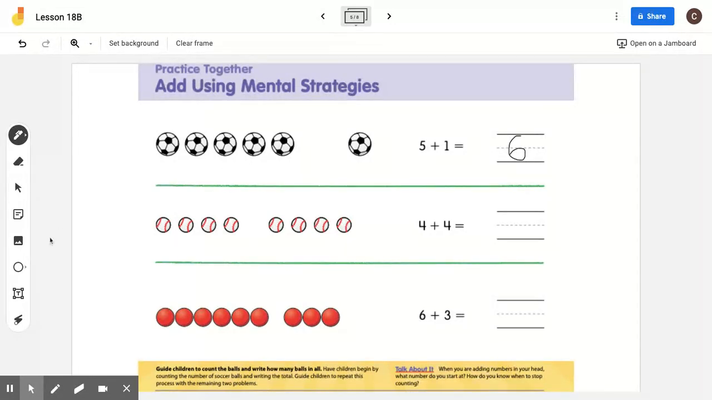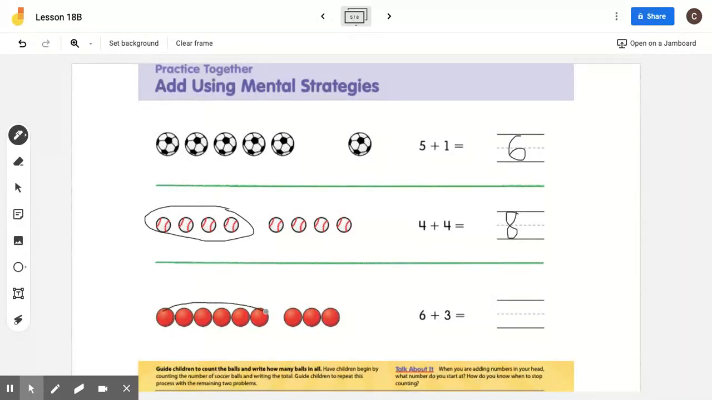Let's try it with this one. So we have 4 right here, and we're going to count up 4 more. So we're at 4, 5, 6, 7, 8. So our answer is 8. If we're using our pictures right here, we know when to stop counting when there's no more items left to count, right? Sometimes you might use your fingers, or you might have to know how many more you need to add.